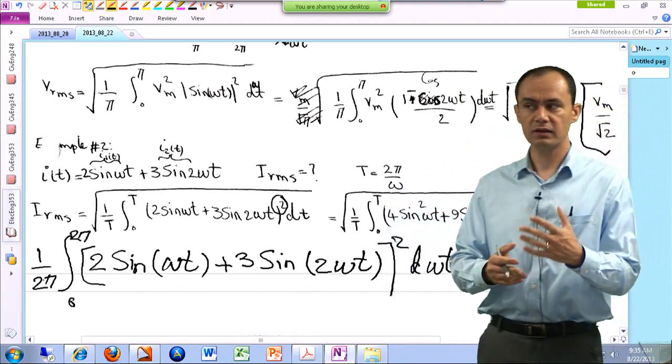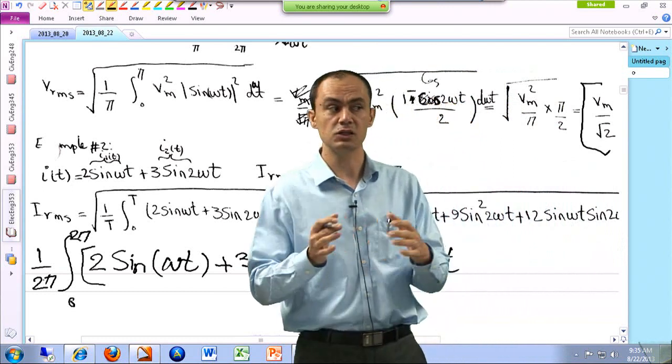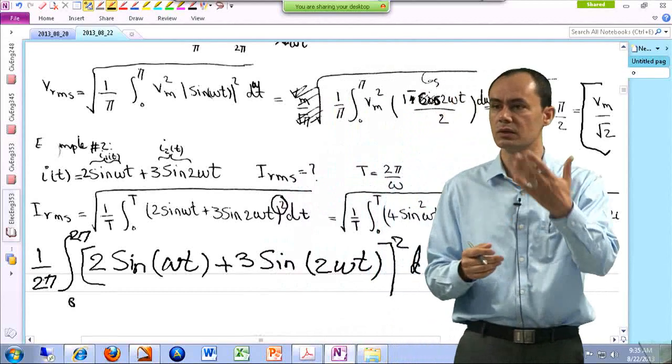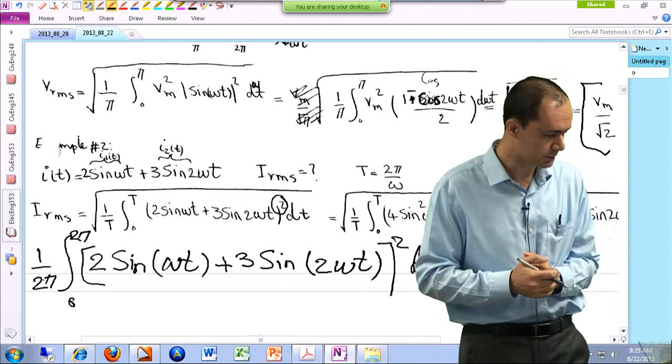So if you're integrating versus time, you have to find out what the initial value and final value of the time is with respect to one period. If you're doing it with respect to omega t, it's usually between 0 and 2 pi, if you have multiples of omega t as your frequency in your signal.